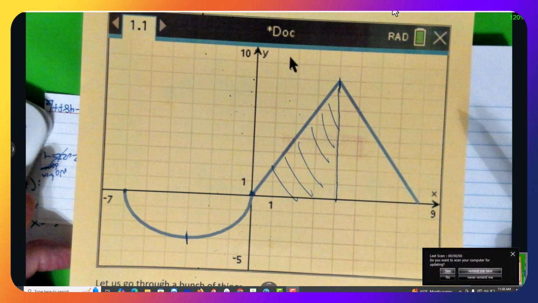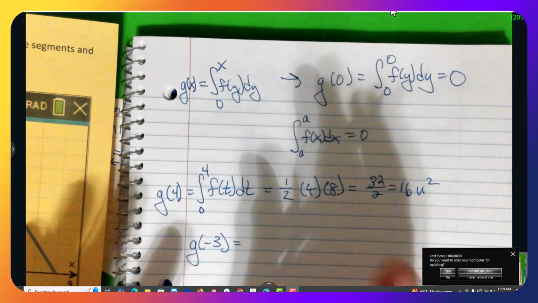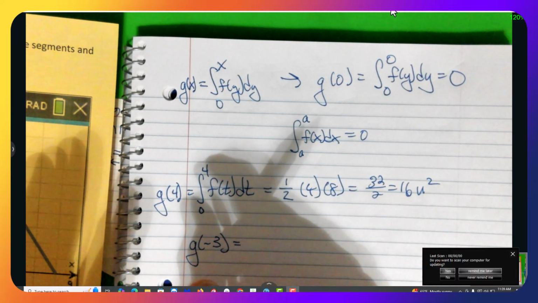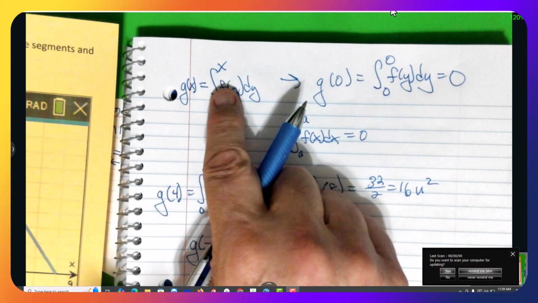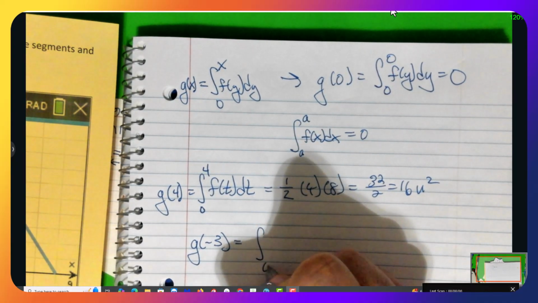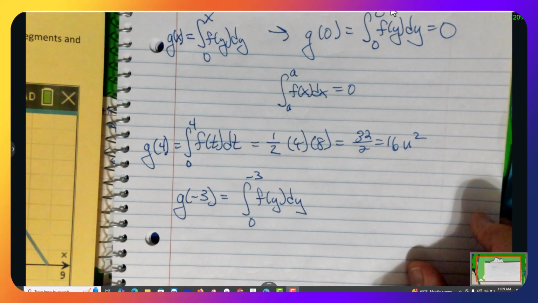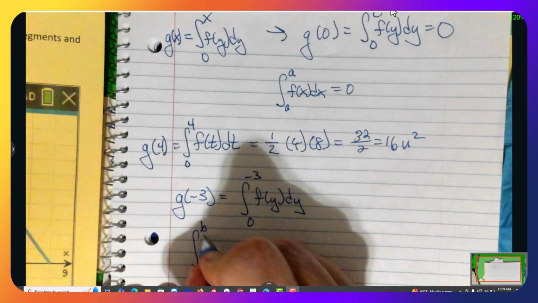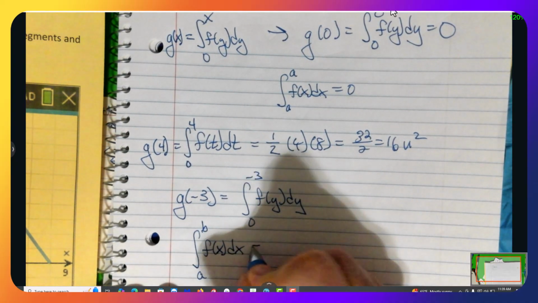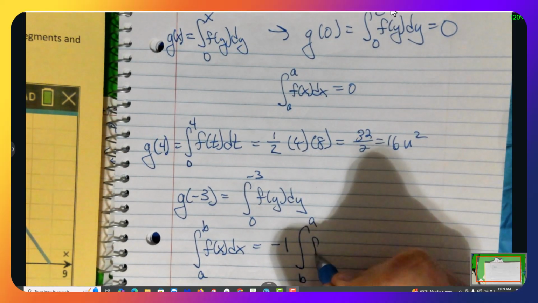So let's also do g of -3, because that's another integral property there. Because now a lot of kids are going to look at this and they're going to switch the upper and lower bounds of integration because 0 is larger than, don't do that. Just write it as it is to start. We're going to go from 0 to -3 of f of y dy. Well, we have a property that says if you switch the limits of integration, you multiply the integral by -1.